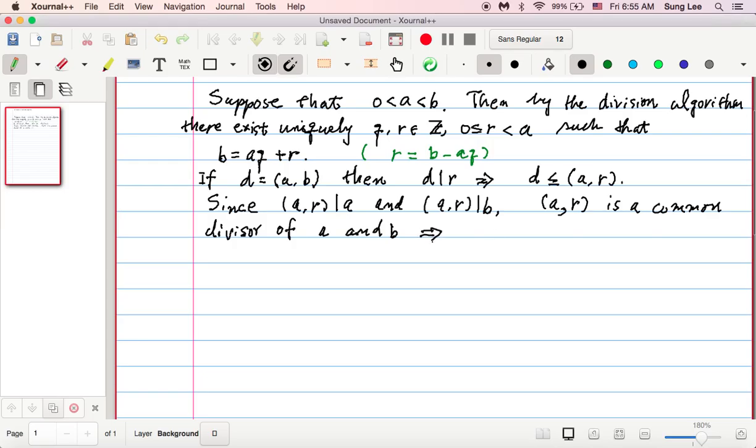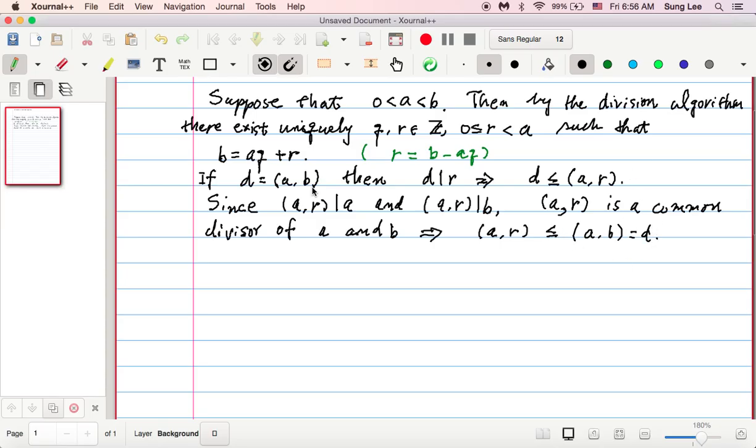And what that means is, this is a common divisor of A and B. So the GCD of A and R has to be less than or equal to the greatest common divisor of A and B, which equals D. So what do we have? We have D is less than or equal to the GCD of A and R, and here we just showed that the GCD of A and R is less than or equal to D.